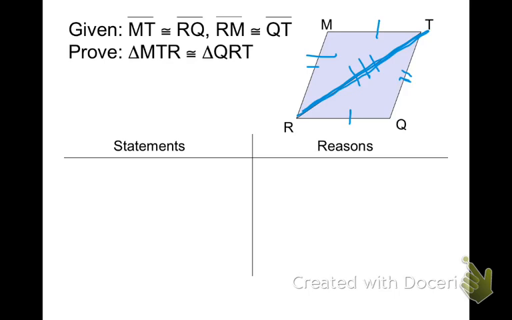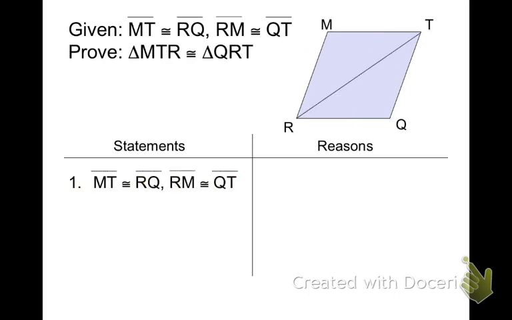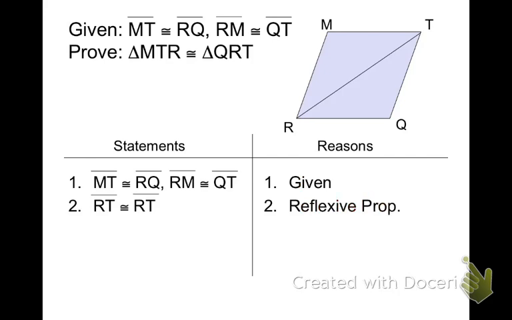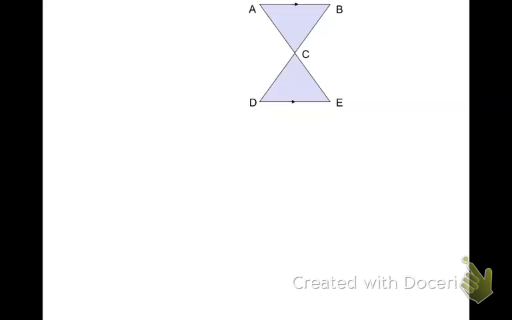Let's see what it looks like written up as a 2-column proof. Always start with the given statements. RT is congruent to RT. Why is that? That's the reflexive property, and that's all we need by side, side, side to prove the 2 triangles congruent.